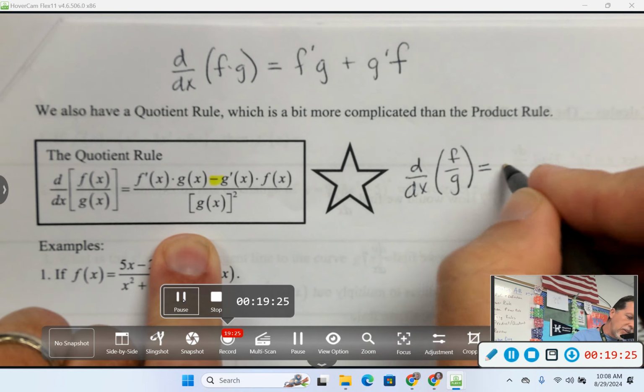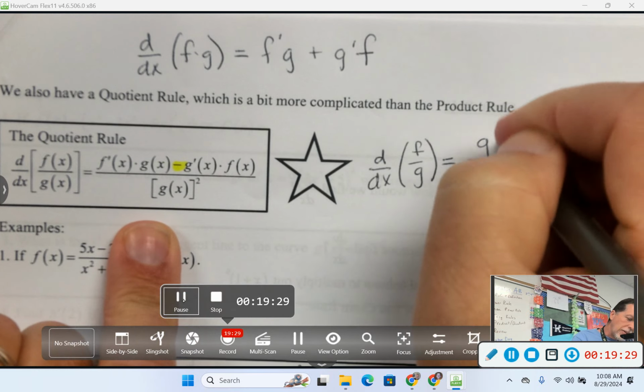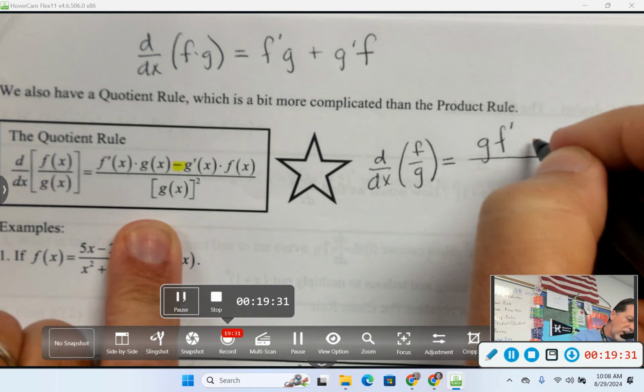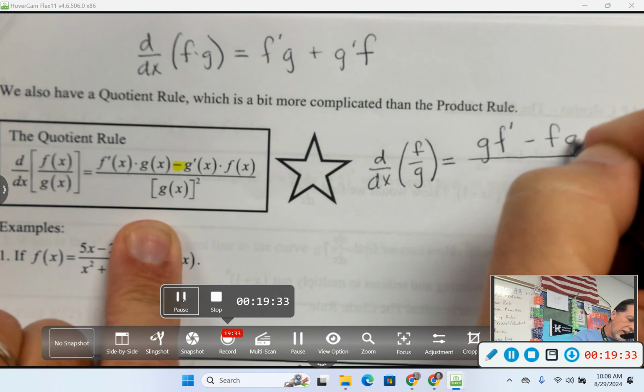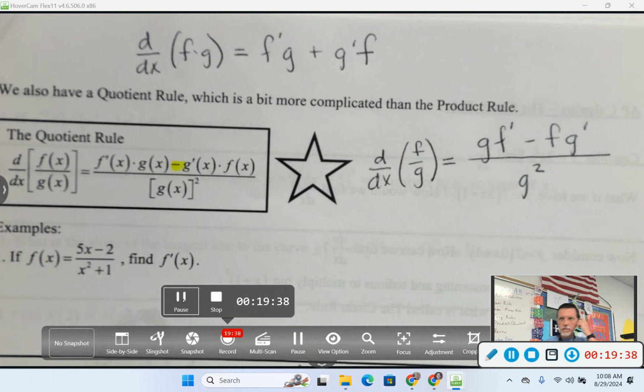I'm going to write it this way and then tell you how I remember which one goes first, if you don't remember what I said last year. g f prime minus f g prime over g squared. I use this line every year, so I don't know if you heard me say this last year, but the girls usually have a much easier time remembering the quotient rule than the boys. Do you remember why?